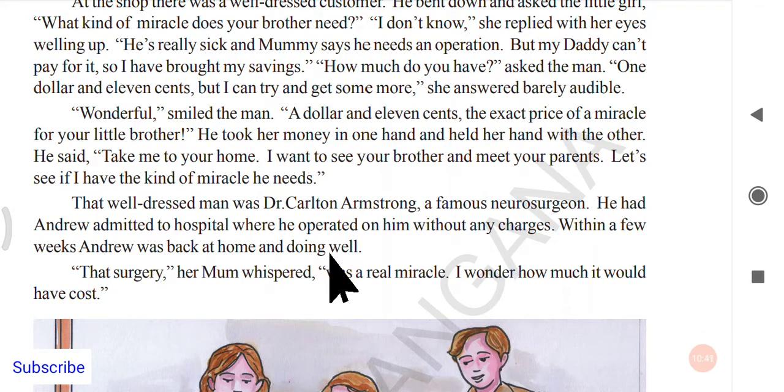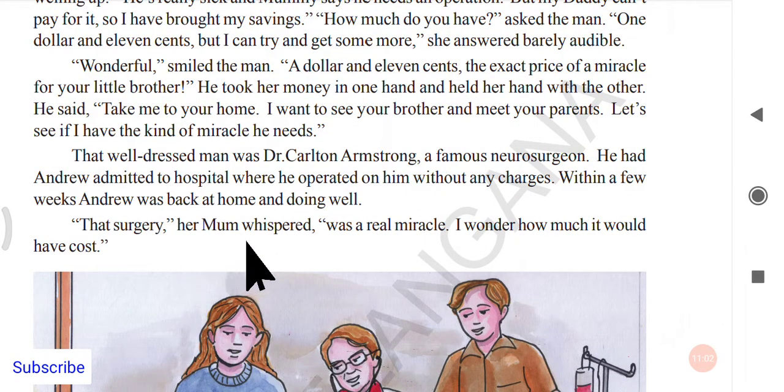Okay, so without any money, without a single cent or dollar, this Dr. Carlton Armstrong operated on Andrew, and within a few weeks, Andrew was very much healthy and back at home and doing very well. He was very much fine. So that surgery, her mom whispered, was a real miracle. I wonder how much it would have cost.